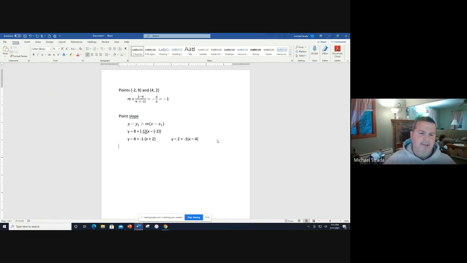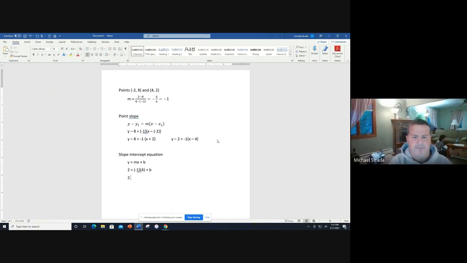Now the last thing to do is the slope-intercept equation: y equals mx plus b. Once again, it's not going to matter which point you pick. I'm going to pick the (4, 2) because they're both positive. It's easy to plug in. So the y coordinate is 2, the slope from the very first part is -1, and the corresponding x coordinate is 4, plus b.